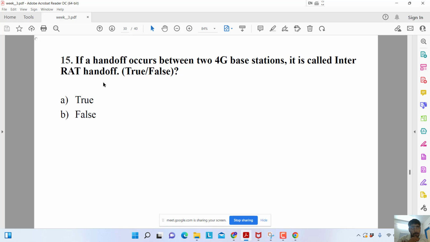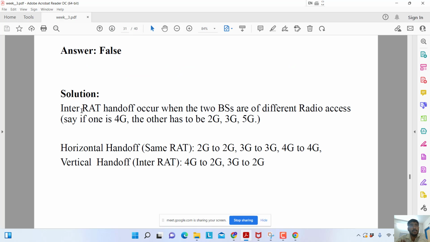Anybody know the answer? So this statement is false. Why? Basically, inter-RAT handoff occurs when the two base stations use different radio access technologies. Suppose one is a 4G base station and the other is 2G. If we do the handoff between these two base stations, that type of switching is called inter-RAT handoff.